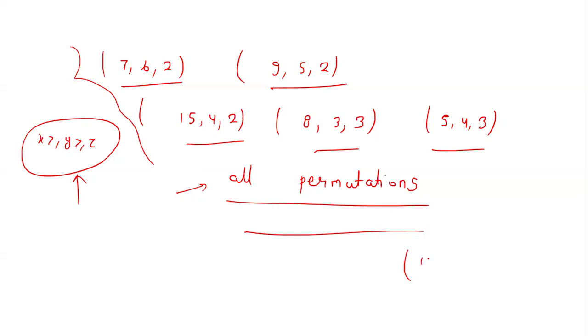All permutations are also solutions because this equation is symmetric in x, y, and z. So all permutations are also solutions of this. So in this way we can solve this.